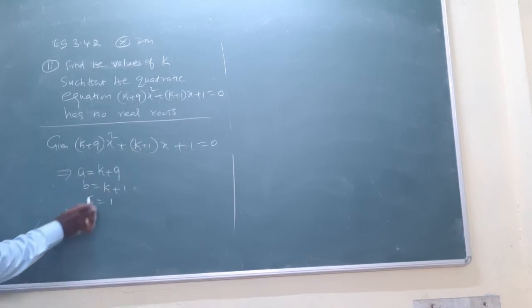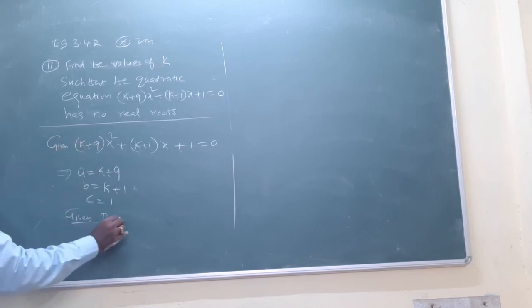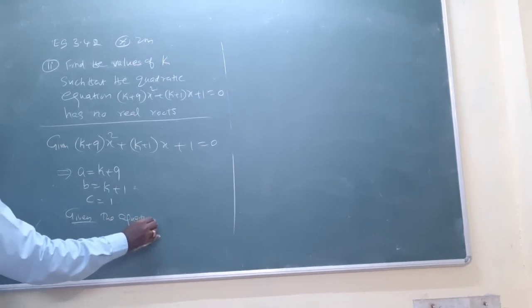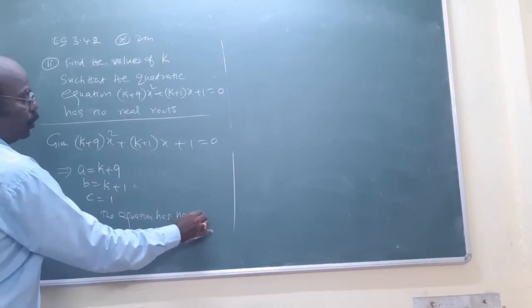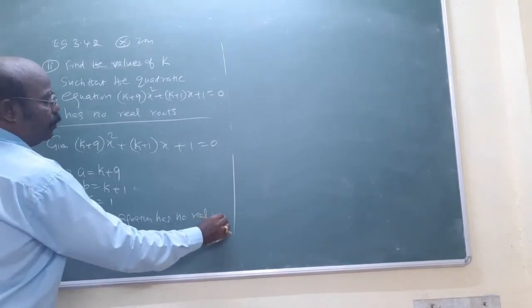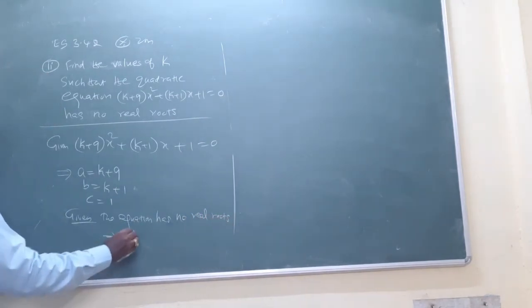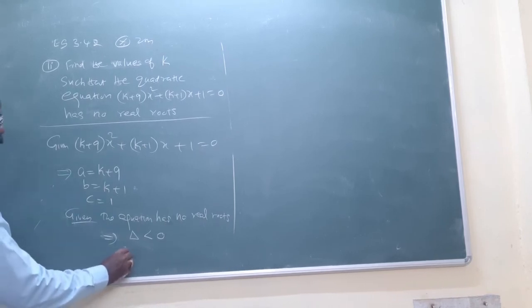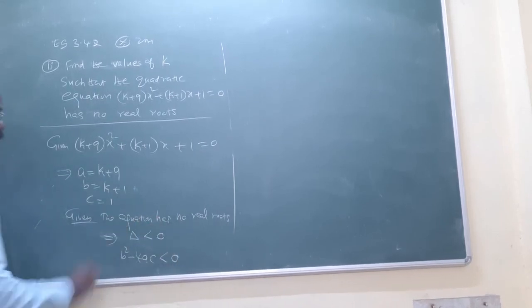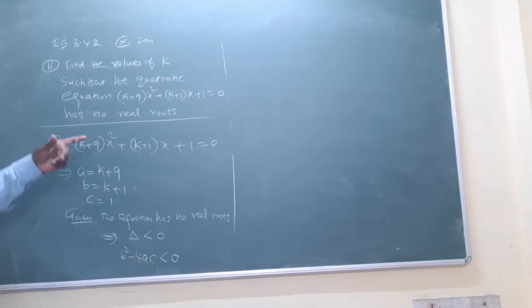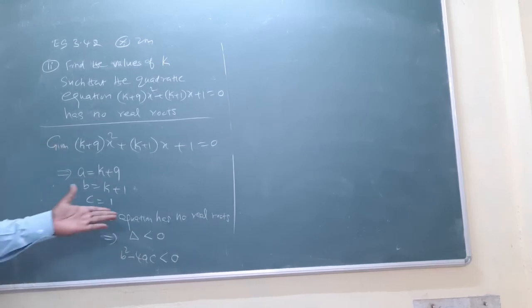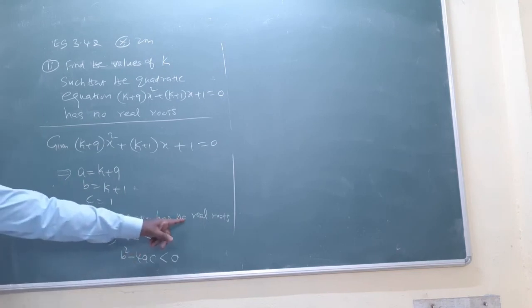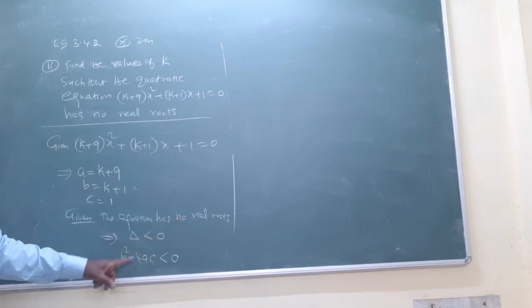Now, see what is given? The equation has no real roots. That means, already told you, delta is always less than 0. Am I right? No real root, less than 0, negative will come. Now, delta is b square minus 4ac less than 0, not equal to 0. Roots are real and equal means equal to 0. No real or unreal roots means less than 0. Formula is b square minus 4ac.